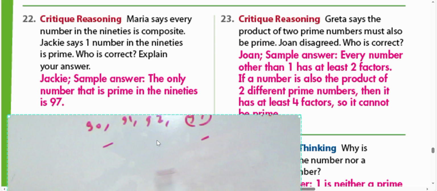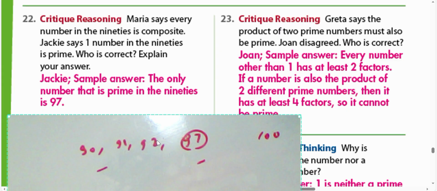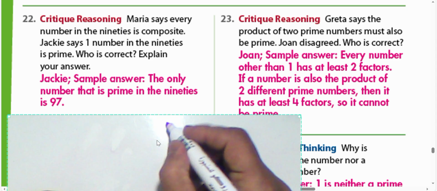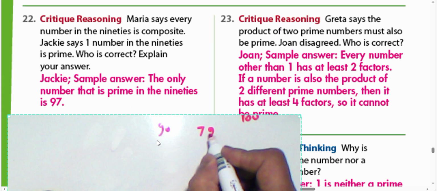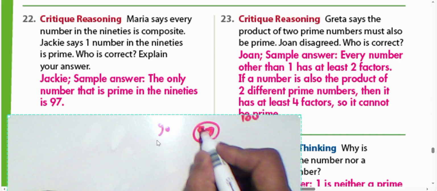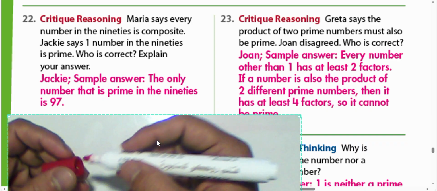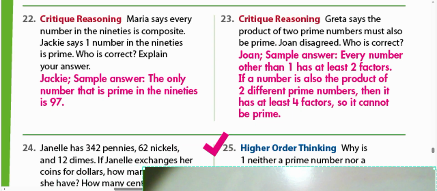Okay, the only such number will be what? 97. Then Jack's answer will be correct, because Jack says one number in the 90s is prime, because 97 is the only prime number between 90 and 100. We can write 97 only lies between 90 and 100. Then Jack's simple answer is that the only prime number in the 90s is 97. It's correct about Jack.